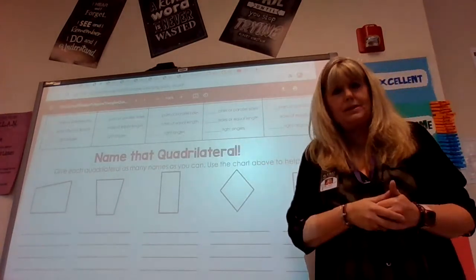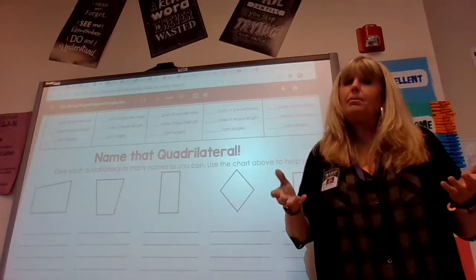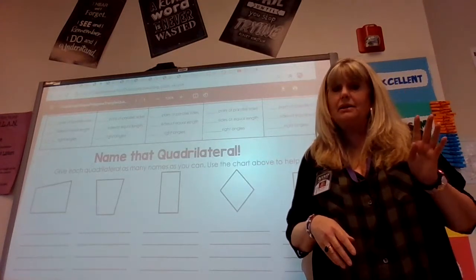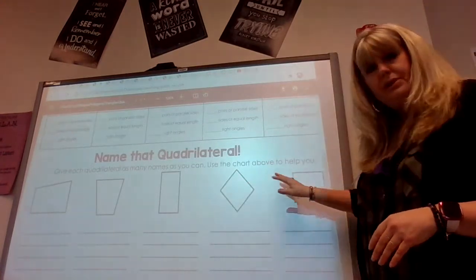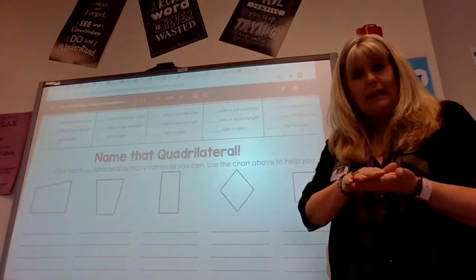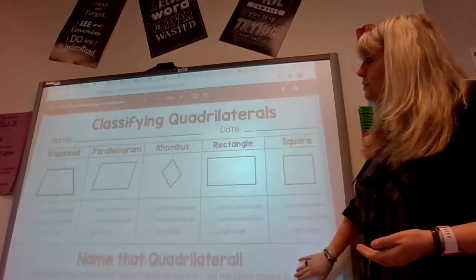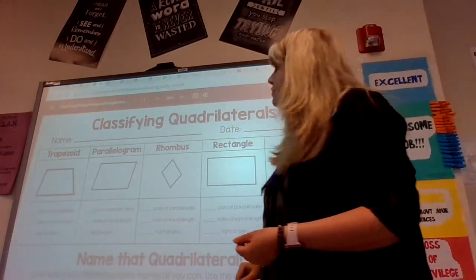And again, what is a quadrilateral? Well, remember, a quadrilateral is a 4-sided shape. And these are all 2D. Why are they 2D? Because they are flat. So these are 2 of the things that you're going to do on this page.